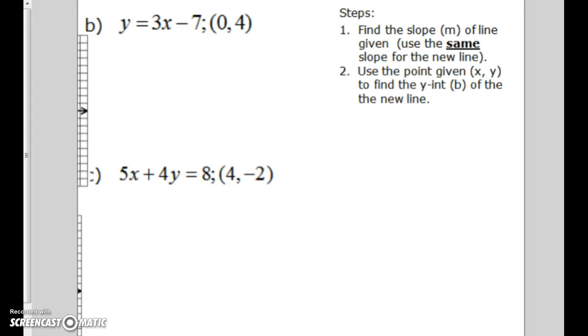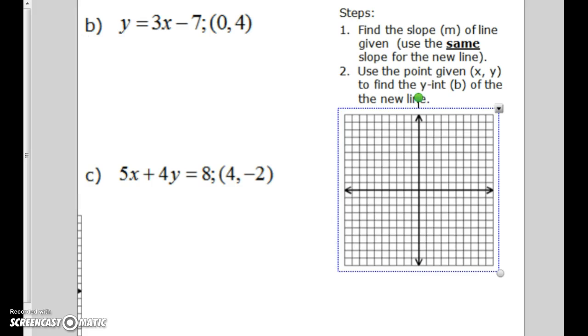Okay, on the next one, same thing. I want you to try. Okay, so the first thing is I'm going to graph the point 0, 4. So 0, 1, 2, 3, 4. That would be my point. And then I would graph the slope of this line, which is 3 over 1. So here I'm going to have to go up 3 and to the right 1. Up 3, to the right 1.